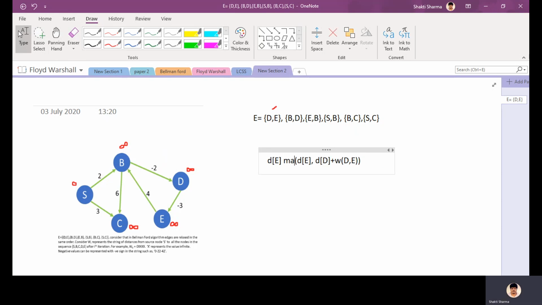Here we are trying to find the minimum cost, so I'm putting it as minimum. So minimum of reaching node E directly or reaching node D and then from D to E. So this is what I mean when I relax the edge DE. So let's see. The initial value of DE is infinite, so there is no change. So minimum of the first value is infinite, second value is coming as infinite plus minus 3.